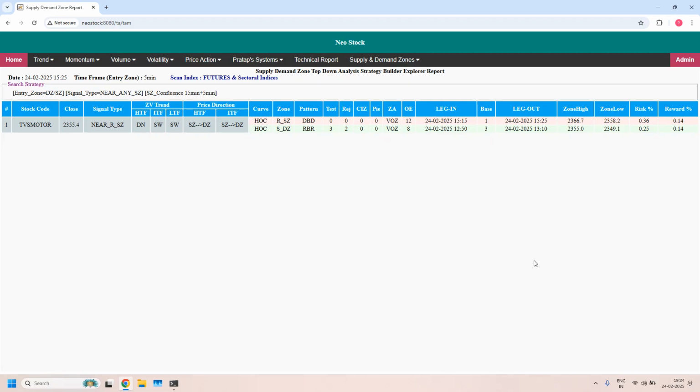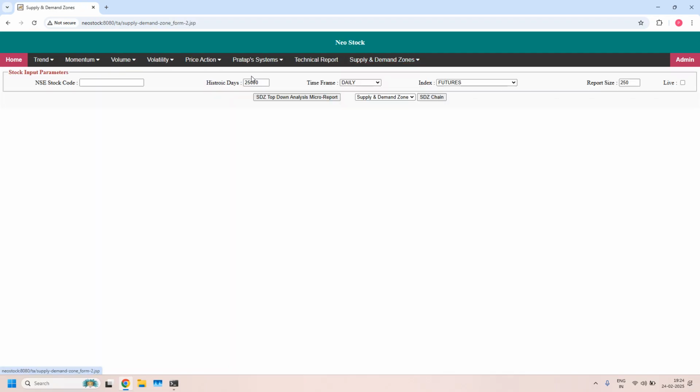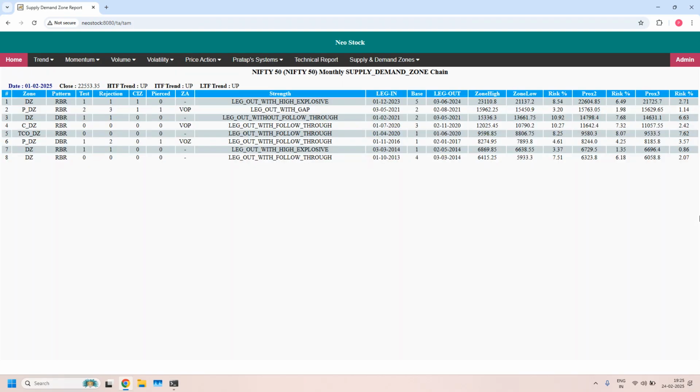Next, we will look into the NIFTY, BANKNIFTY supply demand zone chain. Let me start with NIFTY, starting from the monthly time frame, generating the NIFTY supply demand zone chain for the monthly time frame. So this is a NIFTY monthly supply demand zone chain. Always look into the zone column to find high liquidity zones. Look into the pierced column to find the pierced zones. Always look into the LTF trend to find the trend of the current time frame you have selected. This is the way you can apply these points for the remaining supply demand zone chain reports.